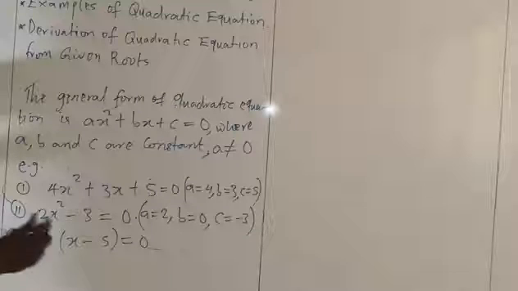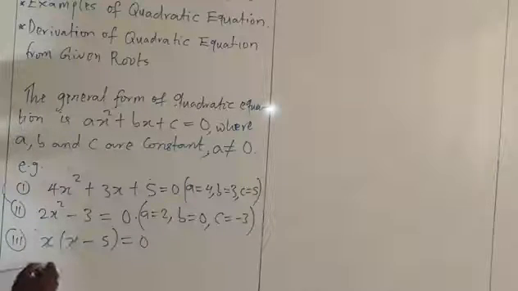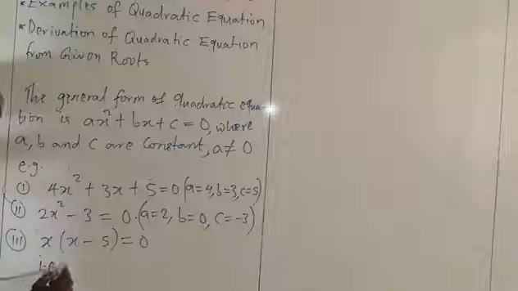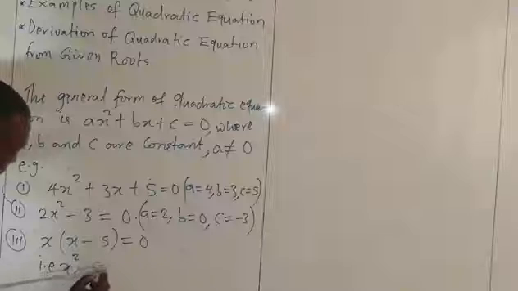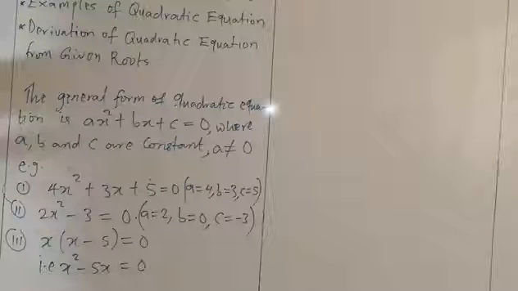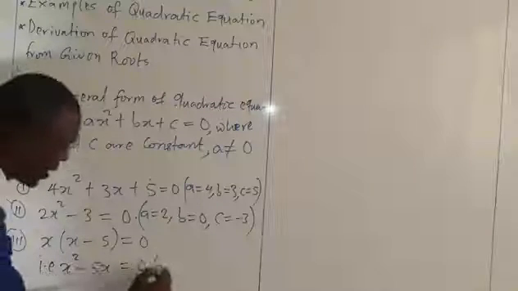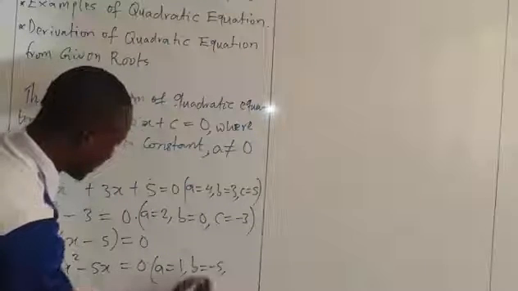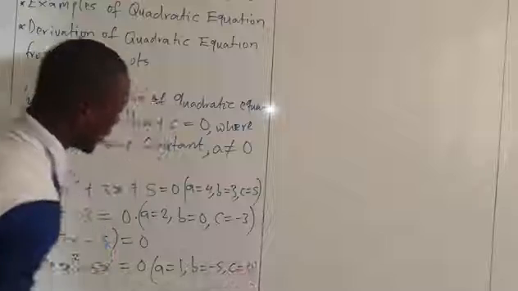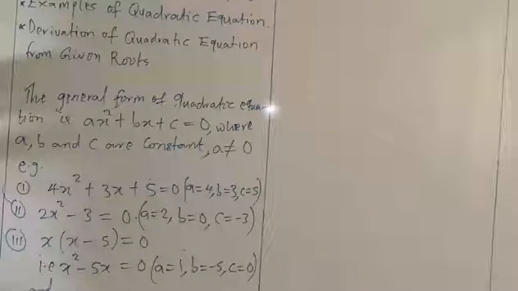In this case, if you open the bracket, we are going to have x times x, that's x squared, x times minus 5 gives minus 5x, equals 0. So in this case, a equals 1, b equals minus 5, then c will be equal to what? 0. So, and so on like this. So these are examples of quadratic equation.